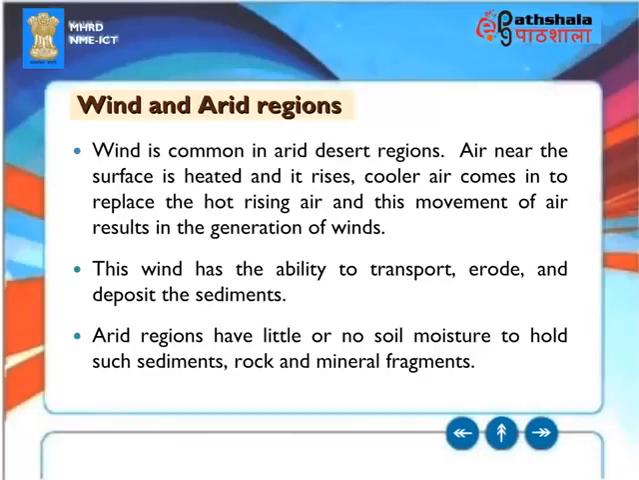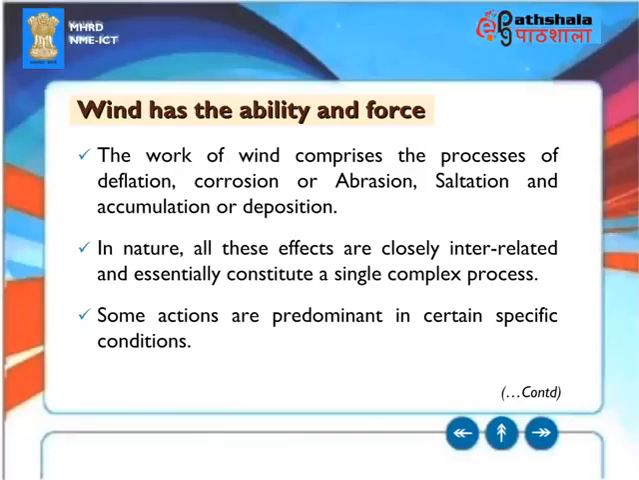Wind and arid regions. Wind is common in arid desert regions. Air near the surface is heated and it rises. Cooler air comes in to replace the hot rising air, and this movement of air results in the generation of winds. This wind has the ability to transport, erode, and deposit the sediments. Arid regions have little or no soil moisture to hold such sediments, rock, and mineral fragments. Wind has the ability and force.